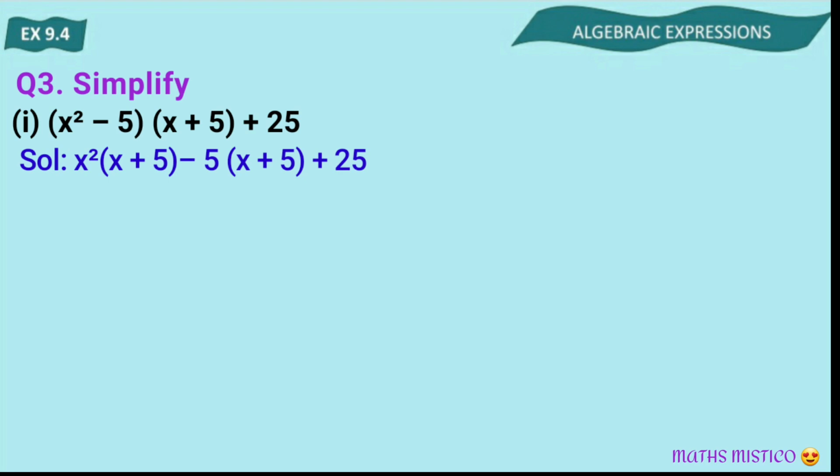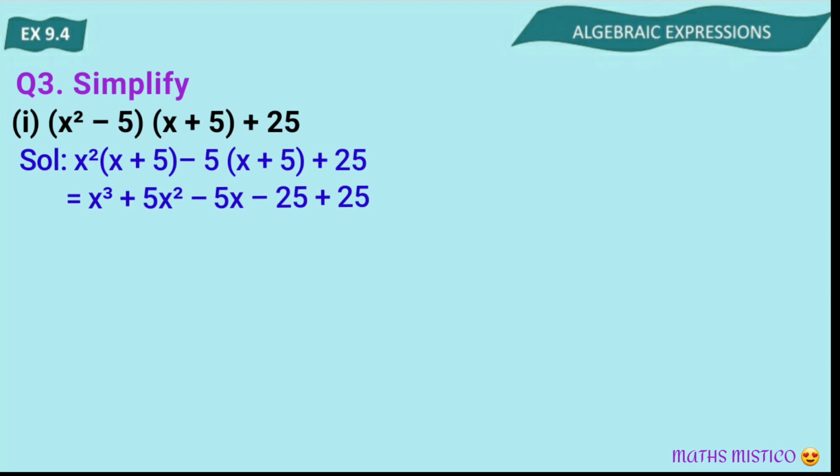Can you solve this orally? Let's try. x square into x is x cube. Then plus into plus plus. x square into 5 is 5x square. Then minus into plus minus. 5 into x is 5x. Minus into plus minus. 5 into 5 is 25. And we have one more term, plus 25.